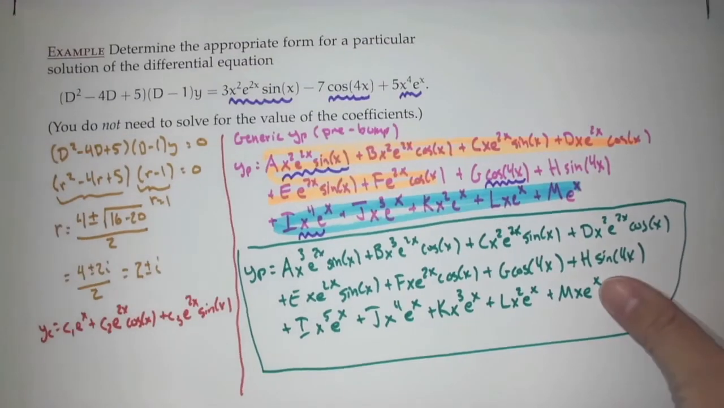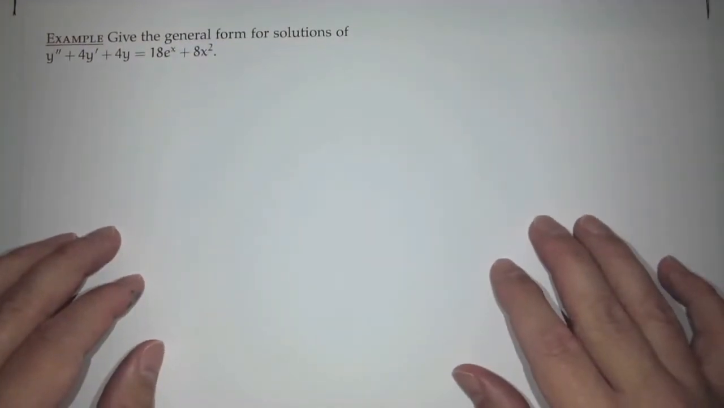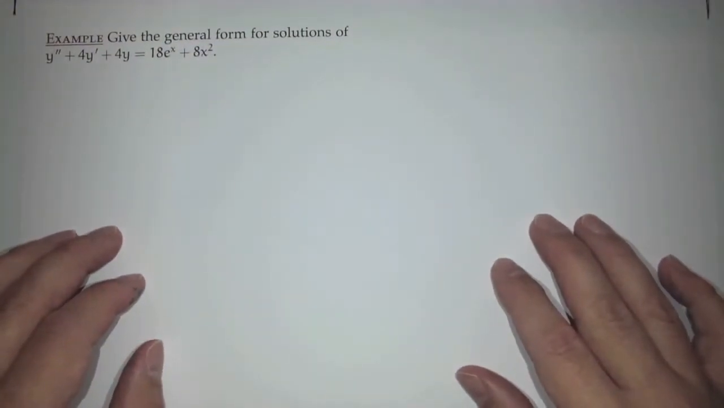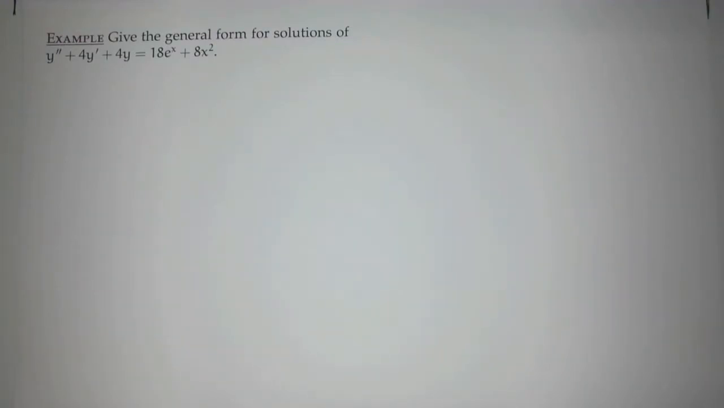Okay. Now, let's actually do something which involves step 3. One last practice, and we'll move on to today's topic. So give the general form for solutions of y double prime plus 4y prime plus 4y is equal to 18e to the x plus 8x squared. All right. Where do you want to start?